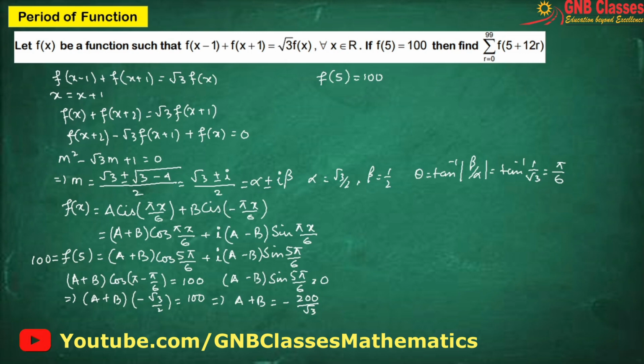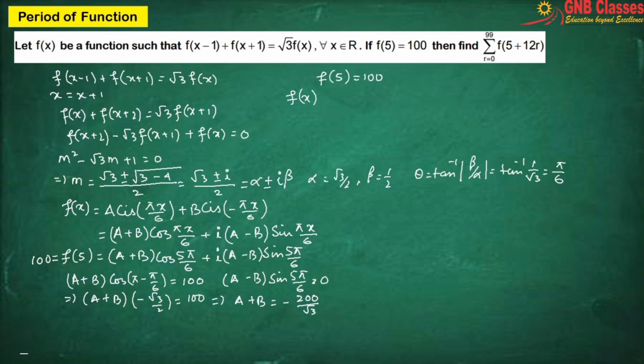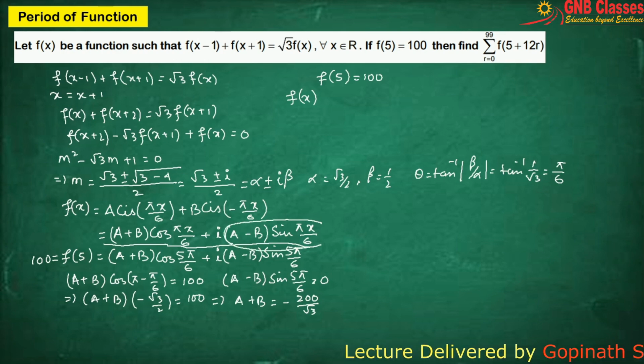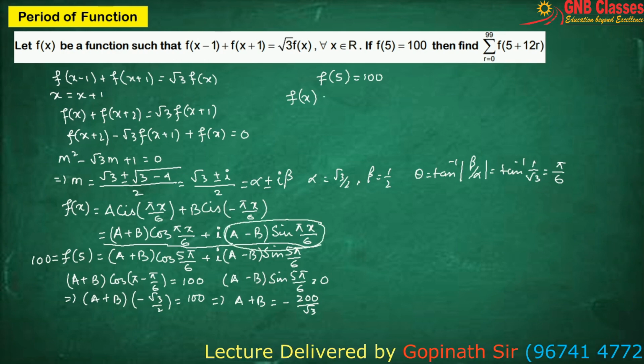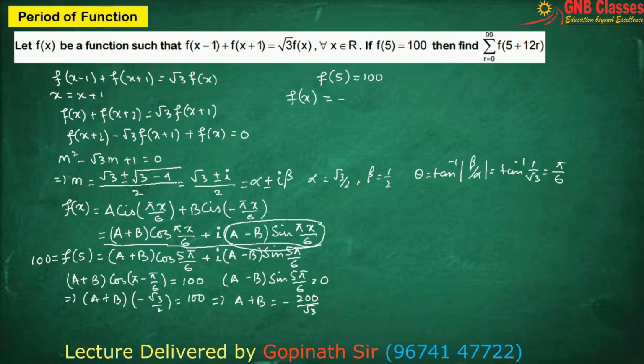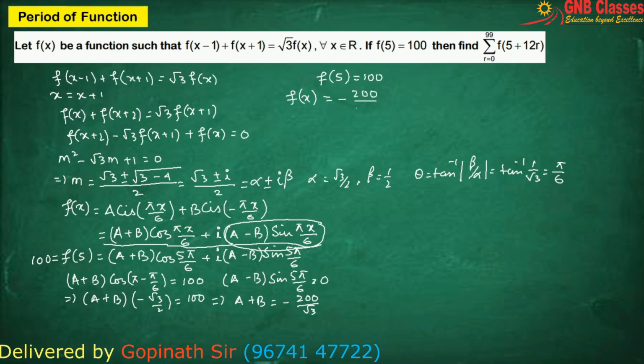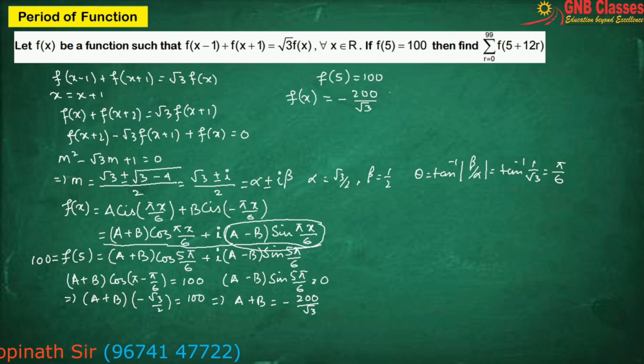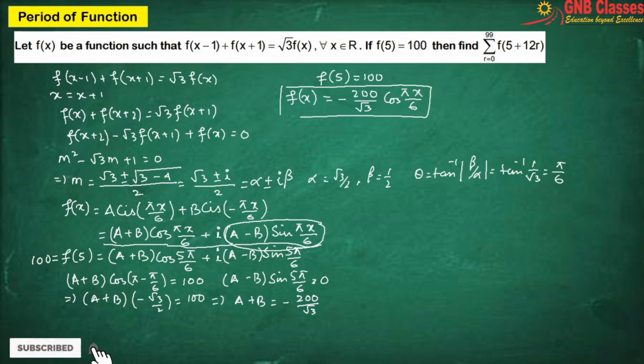Okay, therefore your function f of x is a plus b cos pi x by 6 plus iota a minus b sine pi x by 6. So this part is nothing but 0. So we have f of x as a plus b, which is nothing but minus 200 by root 3, into cos pi x by 6. Yes or no? Have you understood? So this is my function f of x.